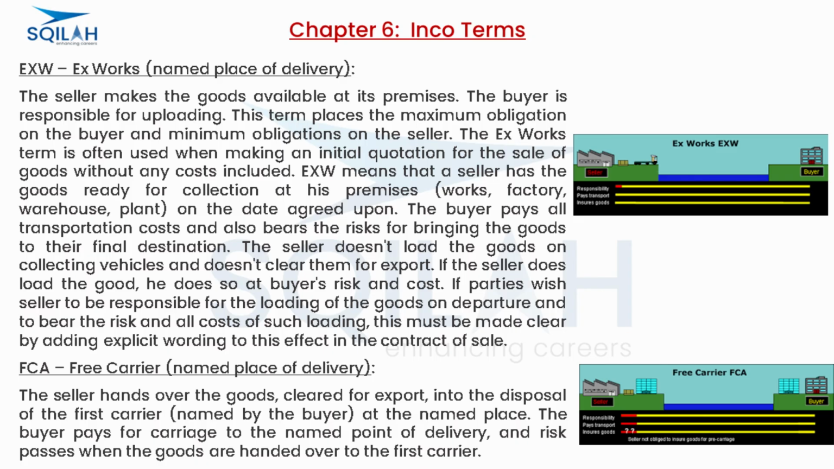The seller hands over the goods, cleared for export, into the disposal of the first carrier, named by the buyer, at the named place. The buyer pays for carriage to the named point of delivery, and risk passes when the goods are handed over to the first carrier.